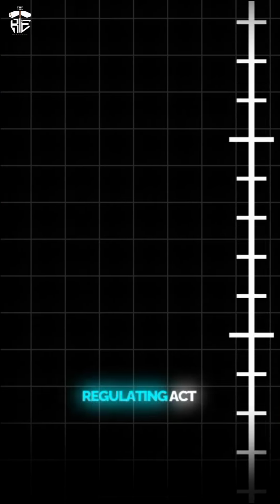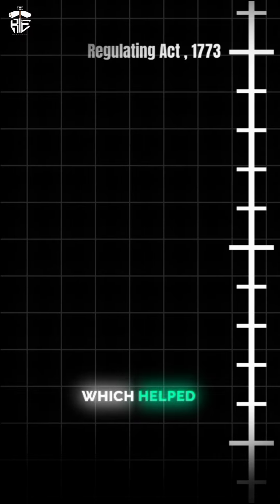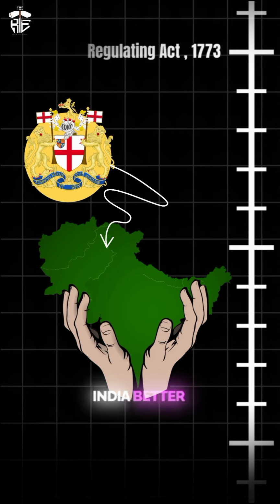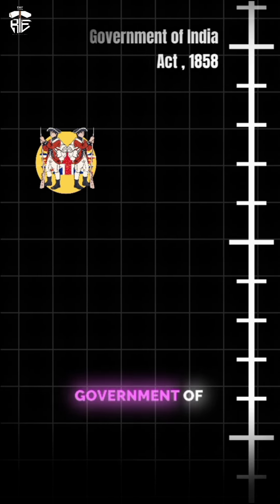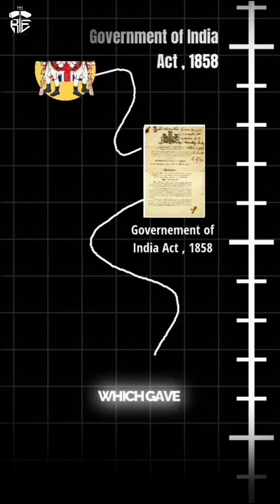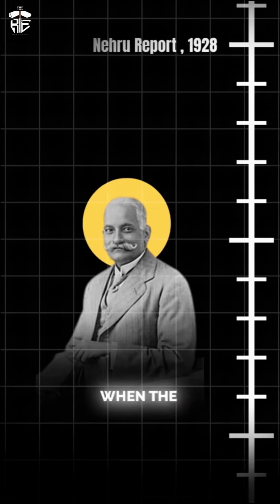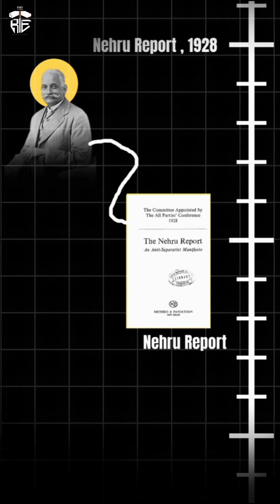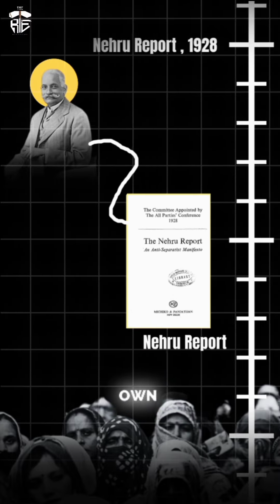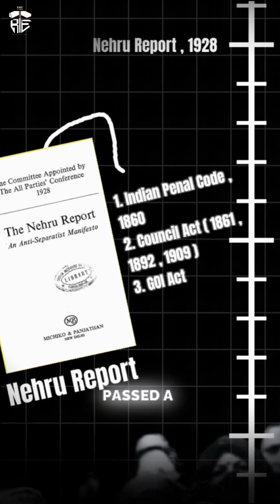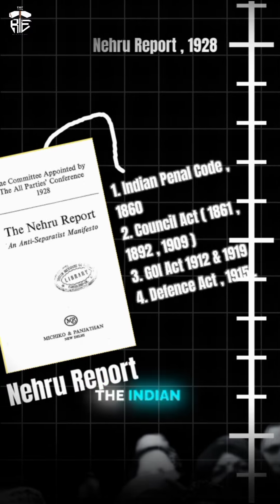It all began with the Regulating Act of 1773, which helped the East India Company to control India better. Later, the British came up with the Government of India Act 1858, which gave power directly from the Company to the British Crown. Jump to 1928, when Motilal Nehru presented the Nehru Report, the first effort by Indians to draft their own constitution. In between, the British passed a series of laws that helped to formulate the Indian Constitution.